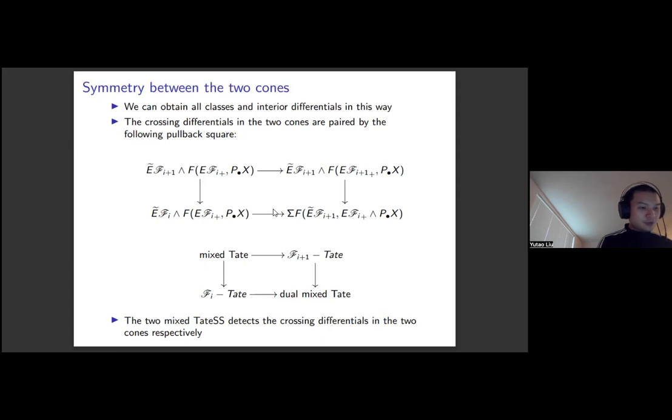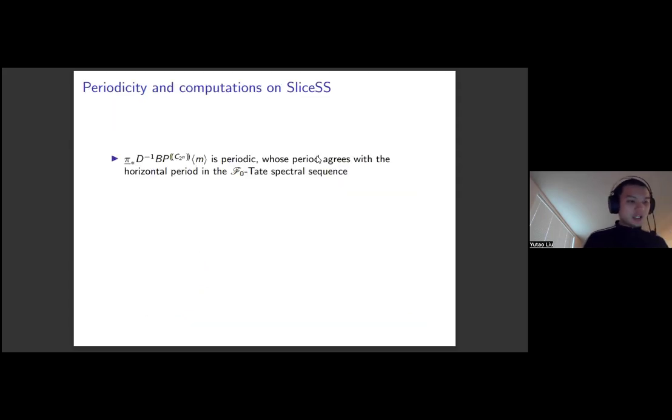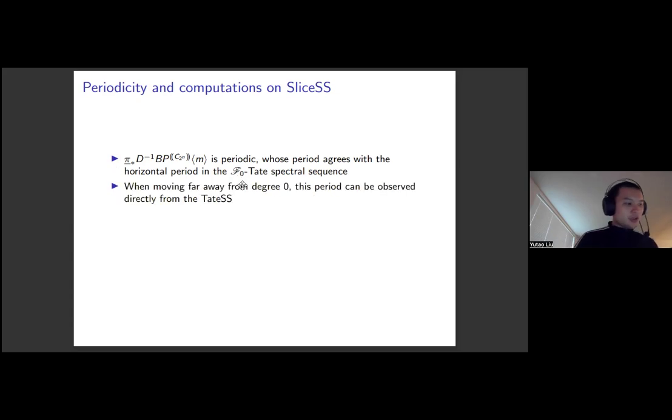So finally, I'm going to talk about the periodicity and the computations. The periodicity in the Tate spectral sequence is quite powerful in the computation of the slice spectral sequence. First, if we observe the homotopy of these types of spectra, their homotopy will be periodic. In fact, their period can be implied by the same period in the Tate spectral sequence, by the horizontal period in the F0 Tate. When moving away from degree 0, you will see a clear relation. So this period can be observed directly from the Tate.